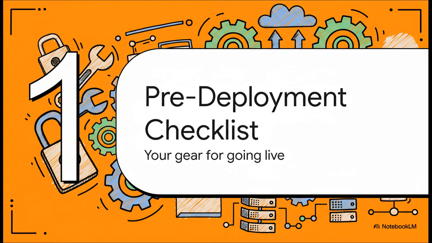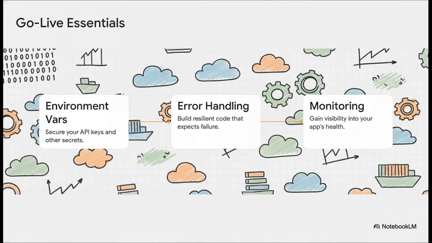All right, first things first. Before we even dream of deploying, we've got to get our app in shape. Think of this next part as your pre-flight checklist before going live. These three things are absolutely non-negotiable. Number one, secure your keys. Seriously, hard-coding API keys is just asking for trouble. A total recipe for disaster. Number two, expect failures. Your code is going to break, that's a guarantee. The trick is building it to recover gracefully. And finally, number three, add a dashboard. You've got to have eyes on your app because you can't fix what you can't see.